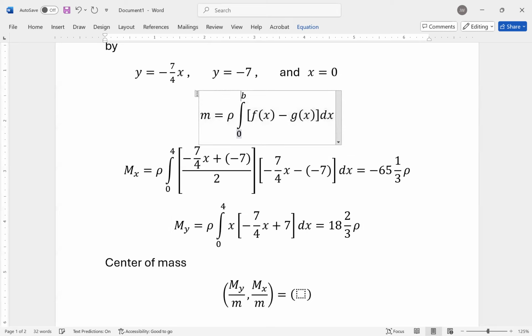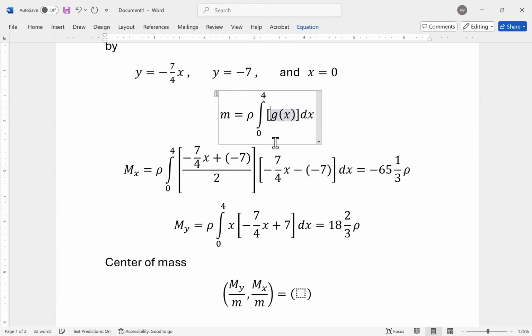Here, again, we're integrating. So let's find our mass. Here again, we're integrating from 0 to 4. F minus g, we're already well accustomed to that. That's negative 7/4 times x minus a negative 7, which I'll write as a plus 7. All that's going to be times rho. And when I do that, I get 14 times rho.